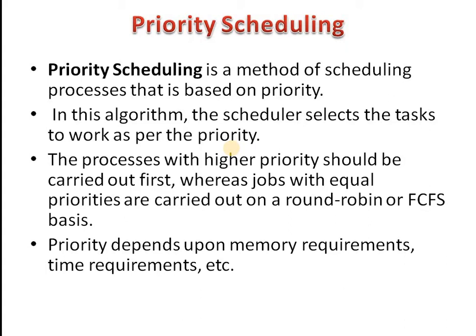The processes with higher priority should be carried out first, whereas jobs with equal priorities are carried out on a round robin or FCFS basis. Mostly FCFS is preferred when the jobs have equal priorities. Priority depends upon memory requirements and time requirements.